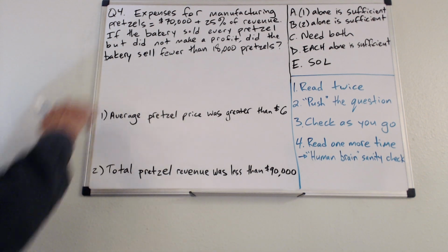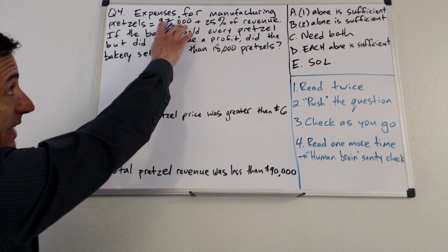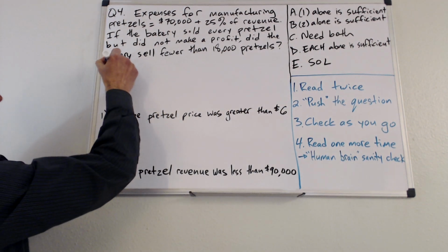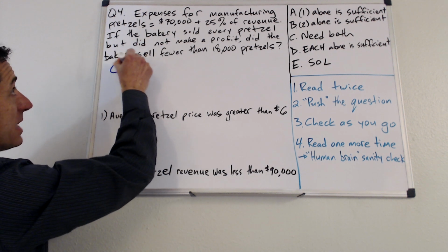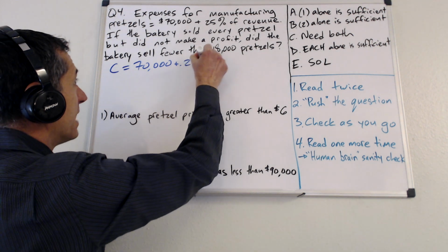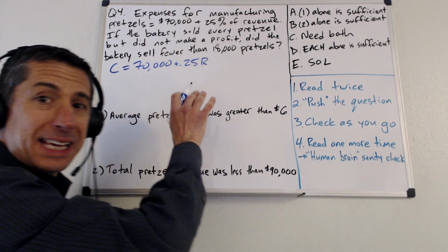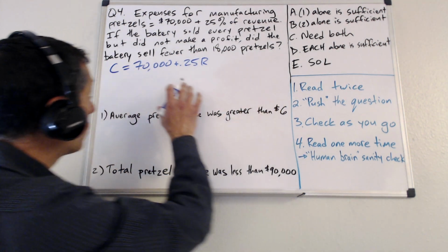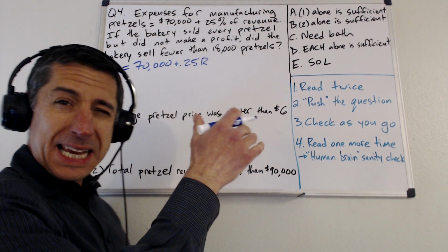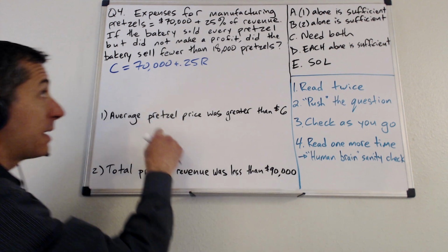We know the cost for manufacturing these pretzels is $70,000 plus 25% of revenue over the course of the year. So I'm just going to write that out. C for cost. Cost is equal to 70,000 plus 0.25 times R for revenue. Again, just trying to get my head around the information given in the question at first. We know the bakery sold every pretzel. Hard for me to tell at first why that's important. We'll see it in a minute.